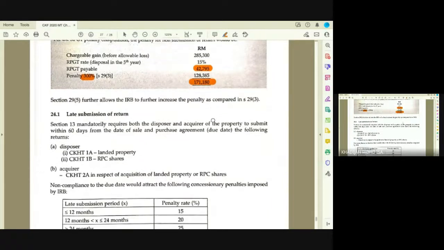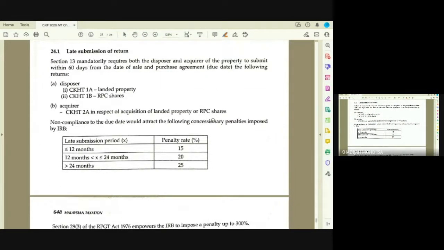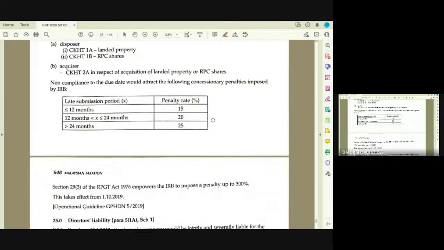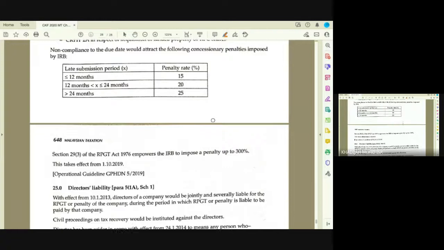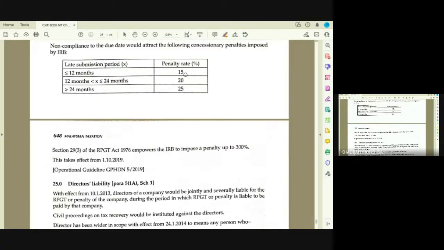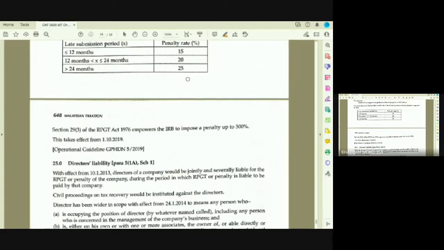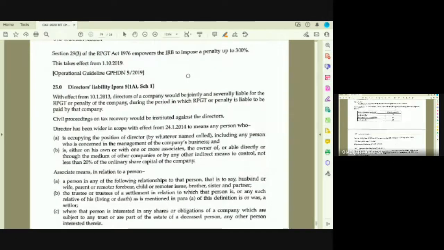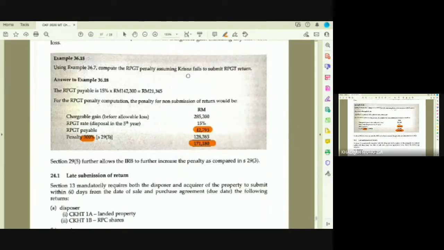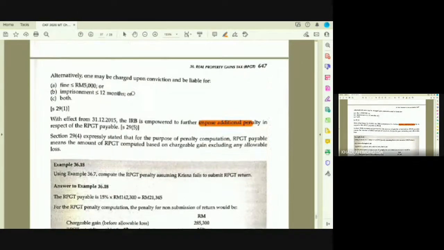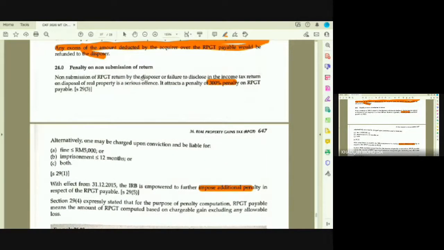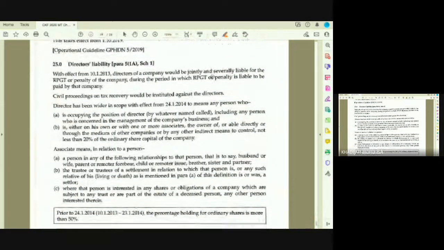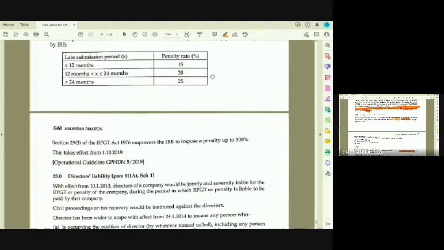And that's a lot. Late submission and non-compliance, they have a lot more here, right? If you fail, at 11 to 12 months, the penalty is 15%. Within 2 years, 20%, and more than 24 months, 25%. That is the penalty for non-submission. For non-compliance, the 10% is the penalty for failure to disclose. So that covers your RPGT liability.